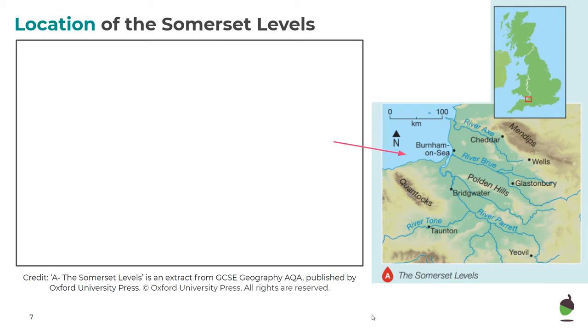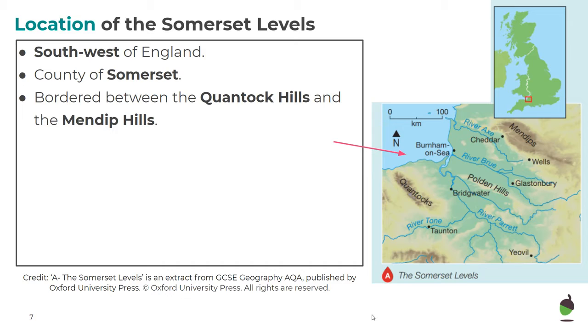So where did this event take place? So we're going to have a look at some facts that are linked to the location of the Somerset Levels, and there are also two maps on your screen to help you. So the Somerset Levels are located in the southwest of England in the county of Somerset. They are bordered between the Quantock Hills and the Mendip Hills. The Bristol Channel is also to the northwest, and I've shown you whereabouts the Bristol Channel is located using the pink arrow on the screen.